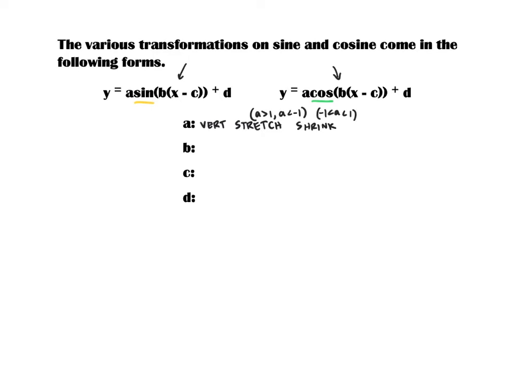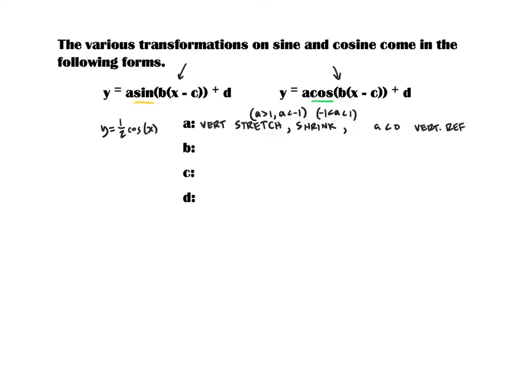So for example, if I had y equals 1/2 cosine of x, that would be a vertical shrink by a factor of 1/2. Okay, now a third thing that comes up is if A is less than 0. So it could be a shrink or it could be a stretch. But if A is less than 0, then we have a vertical reflection.